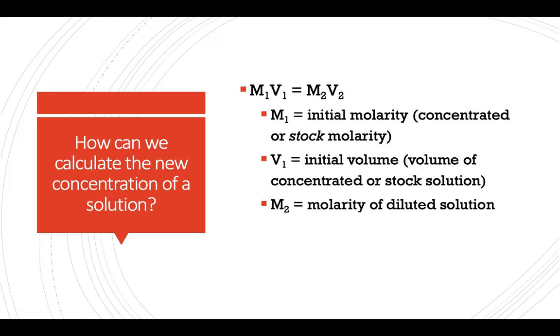M2 represents the molarity of the diluted solution, and V2 represents the total volume after the extra solvent has been added. So V2 represents the total volume of that diluted solution, after the excess solvent has been added.